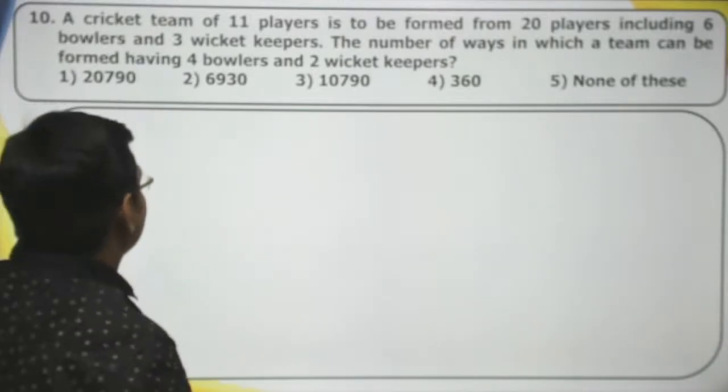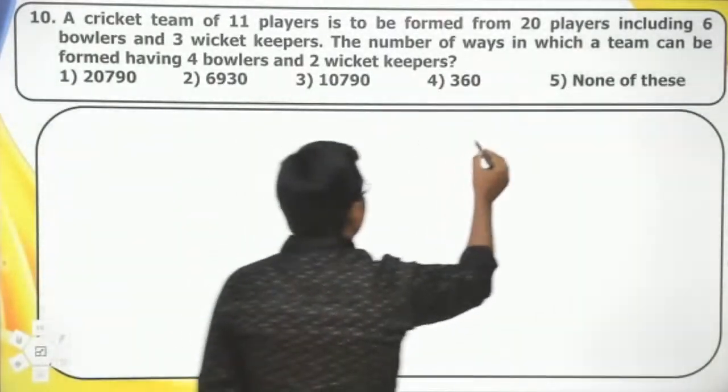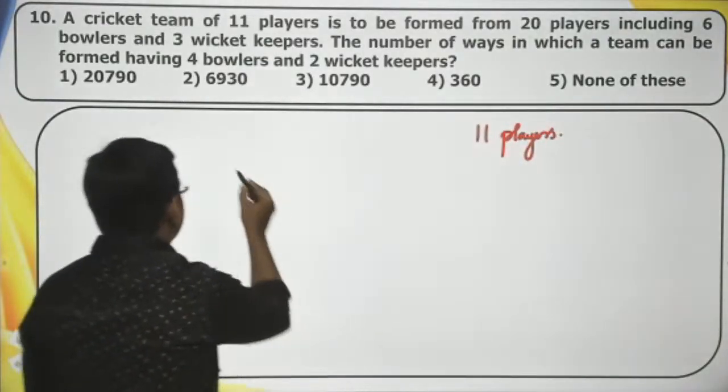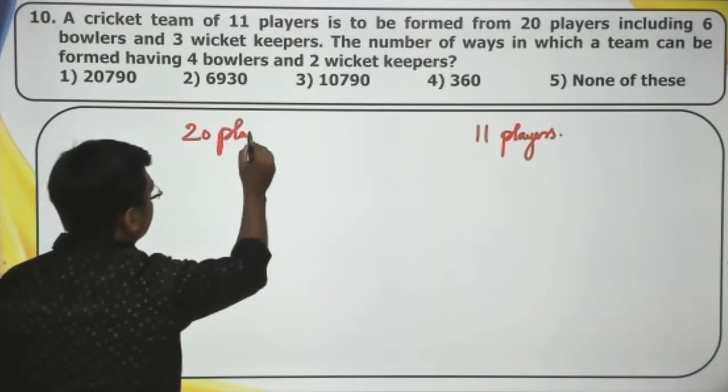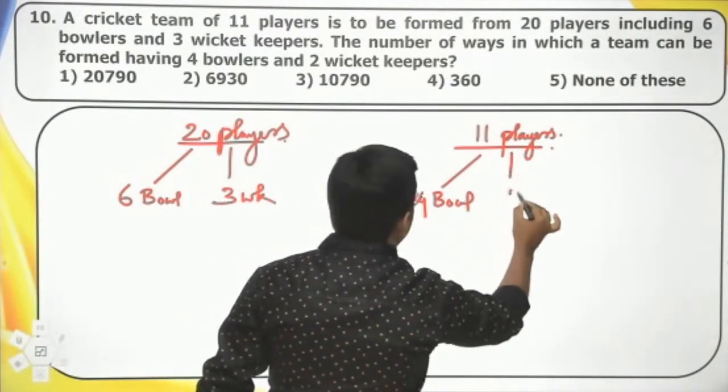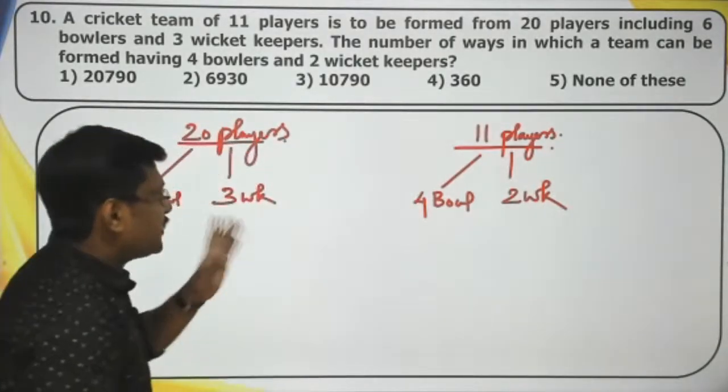That's all data given. So first of all I am going to frame the condition, that is a cricket team of 11 players is to be formed from 20 players. Correct? 20 players including 6 bowlers and 3 wicket keepers. Clearly given that in this 20 players it includes 6 bowlers and 3 wicket keepers. The number of ways in which a team can be formed, a team we need to form 11 players, right? A team having 4 bowlers and 2 wicket keepers. This is what we need to find, right?